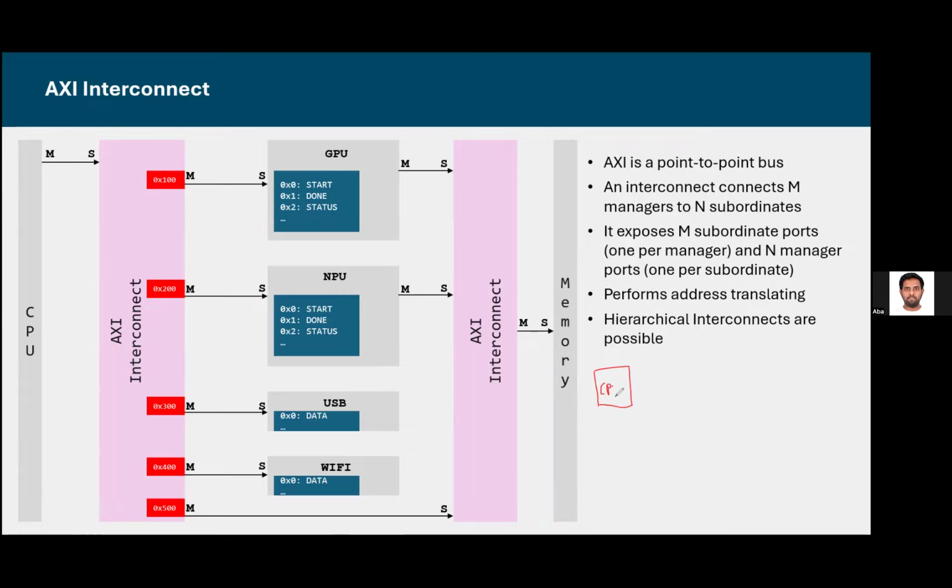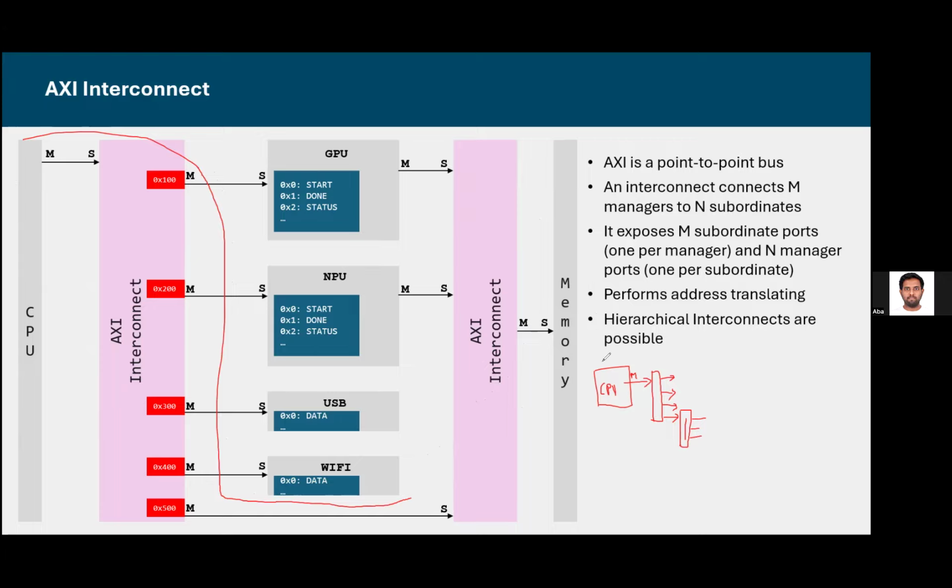So you have a CPU. The CPU will have one manager port, and the interconnect will have multiple subordinate ports like this. Then this will go to another interconnect here, and that interconnect will have multiple ports. That's what we have done here as well. So the first interconnect becomes a manager to the other interconnect, and that interconnect goes to the memory.